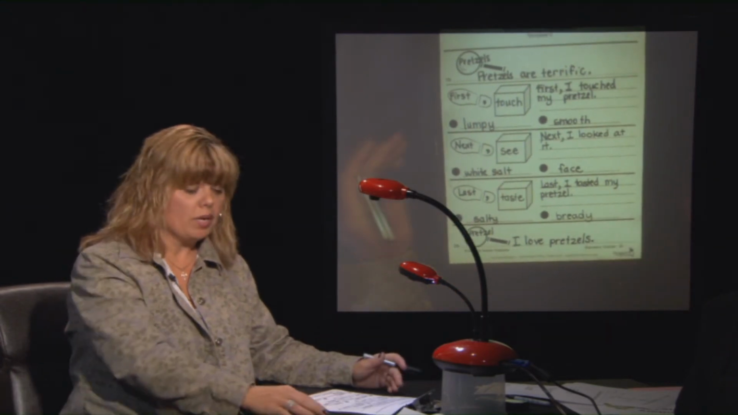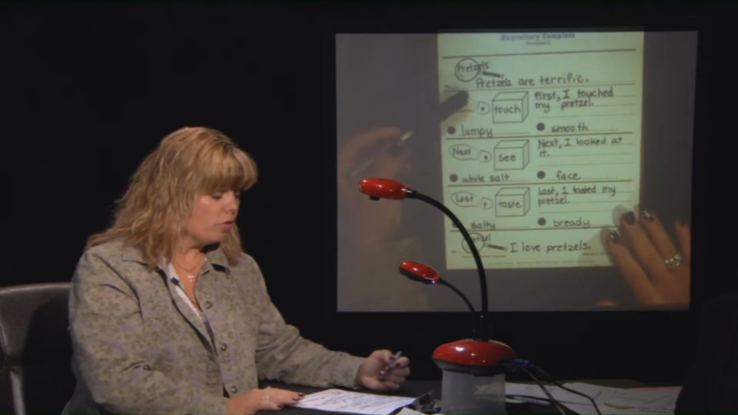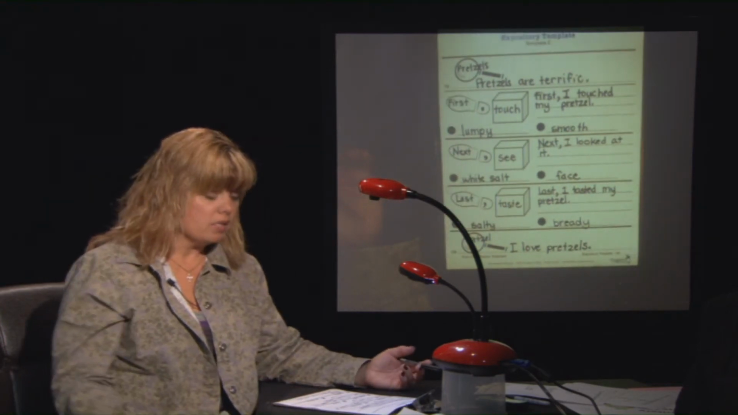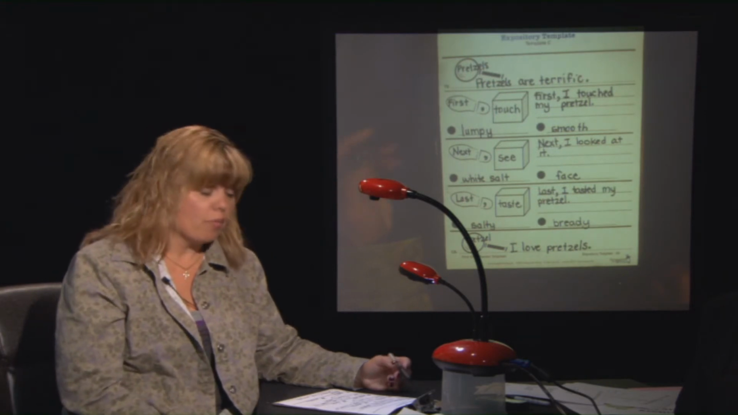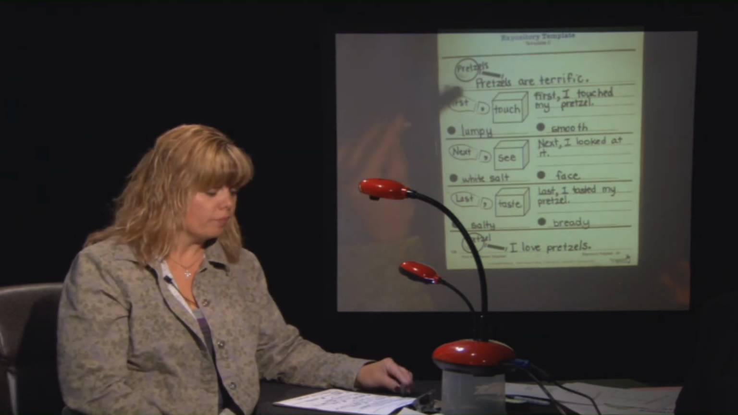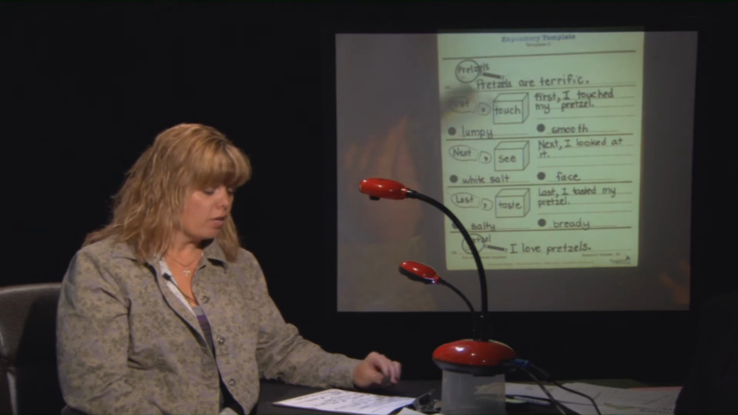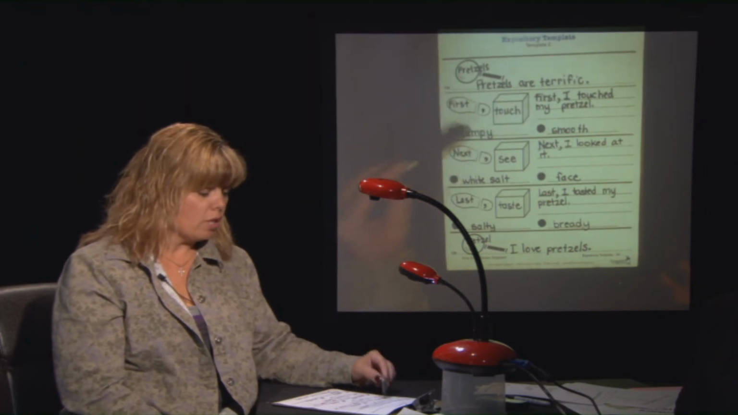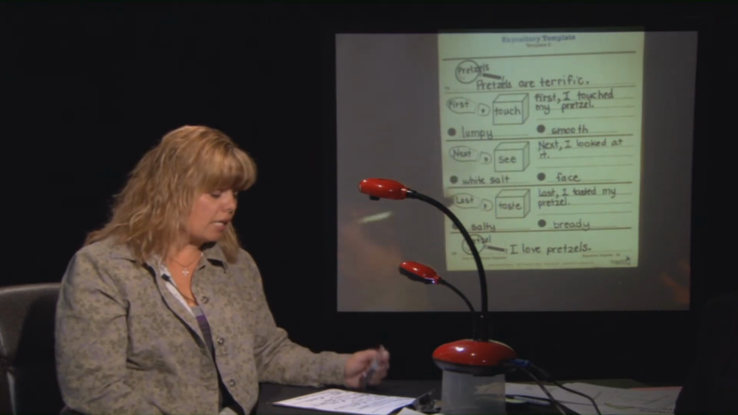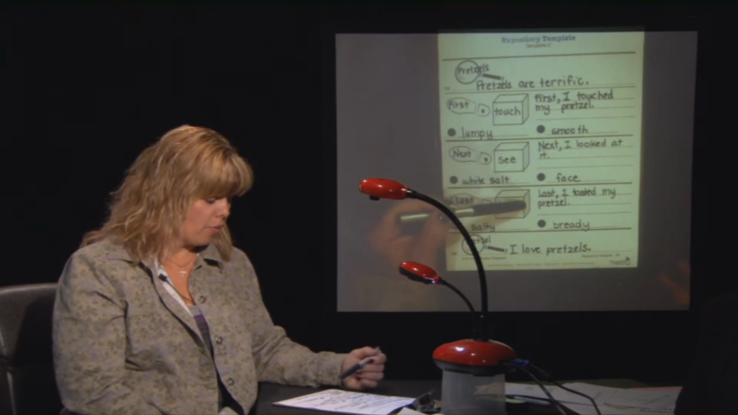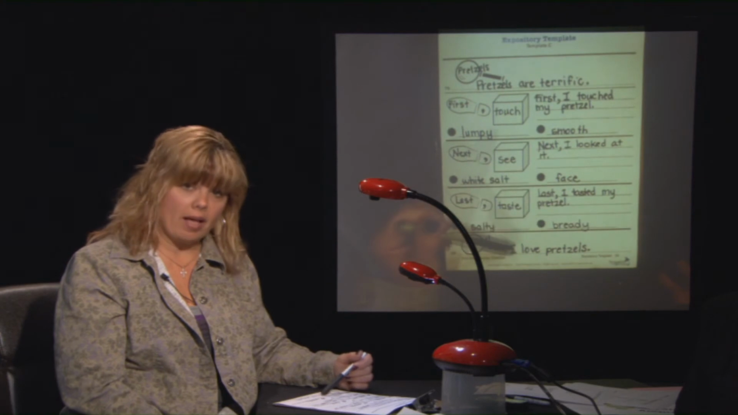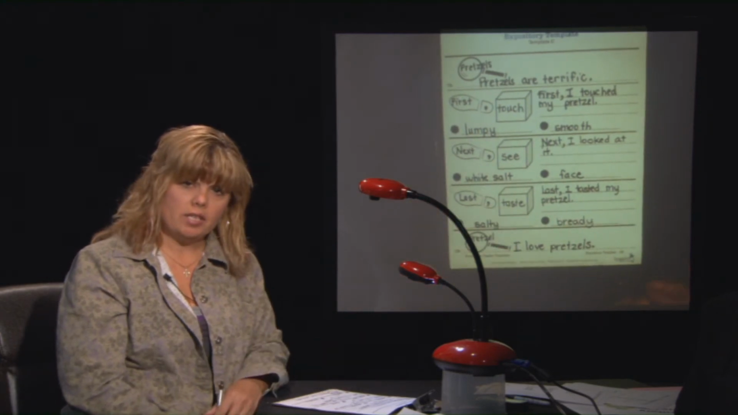Now, we're going to look back, and everyone is going to help me. We're going to read this. I'll read it together. But first of all, I'm going to read it to you wrong, because sometimes when we're writing an essay, kids forget to use something very important. So I'm going to show you what they might do. Pretzels are terrific. First, I touched my pretzel, lumpy, smooth. Next, I looked at it, white, salt, face. Last, I tasted my pretzel, salty, bready. I love pretzels. Does that make a lot of sense?